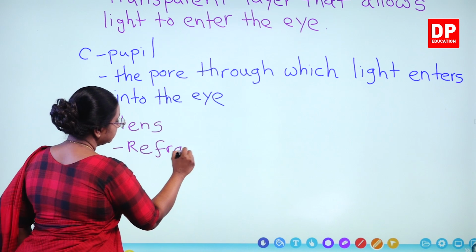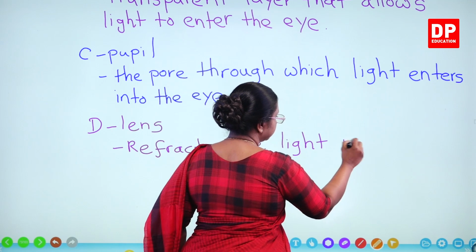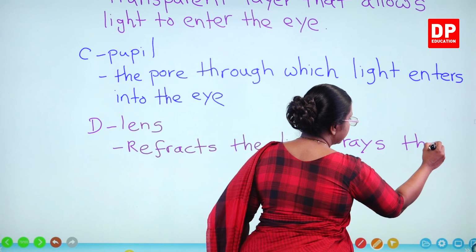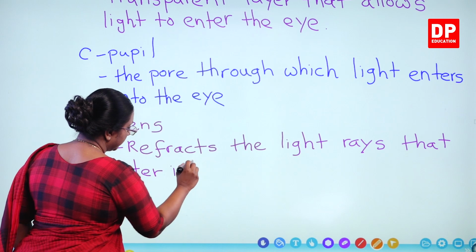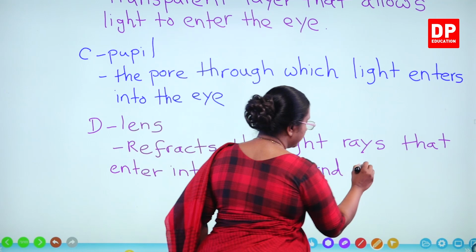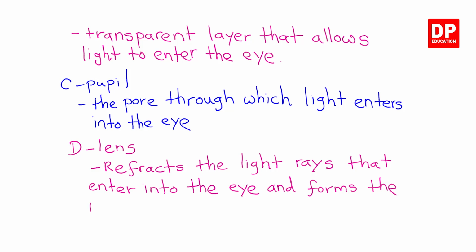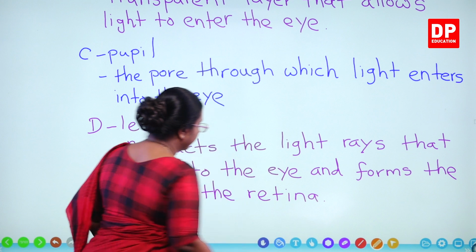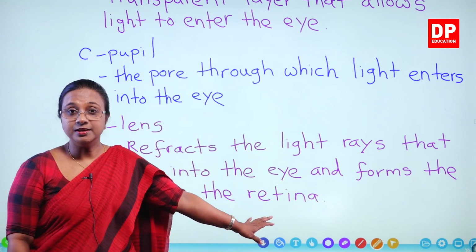It refracts the light rays that enter into the eye and forms the image on the retina. You can even just say forms the image. Here, just to be more complete, I have written it as forms the image on the retina.